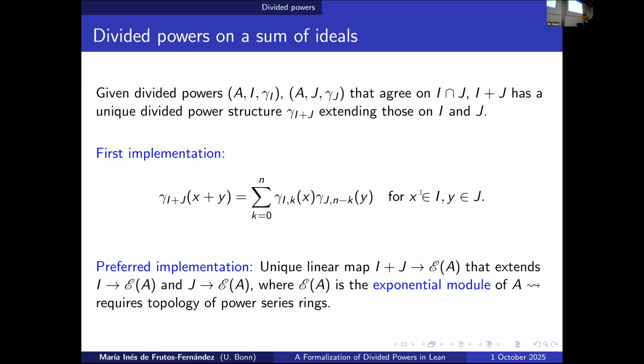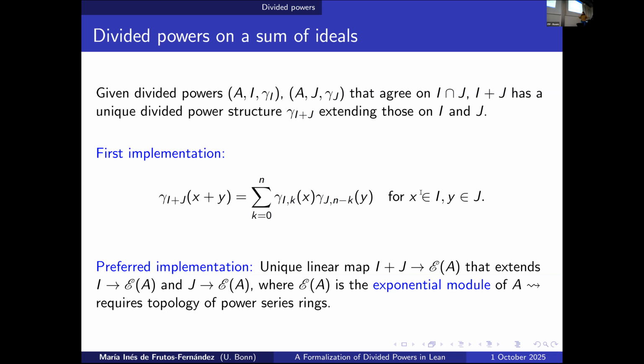And we provided two versions of this construction in the Lean implementation. I will explain why. The first implementation that we did started with the observation that any element in I plus J can be written as x plus y, where x is an element of I and y is an element of J. Then using the properties in the definition of divided powers, that forces gamma of I plus J of this sum to be given by this formula.